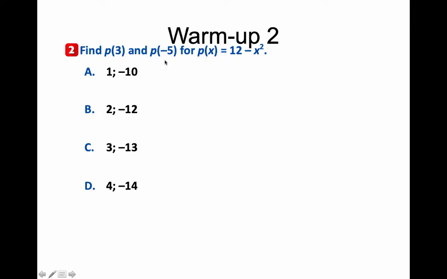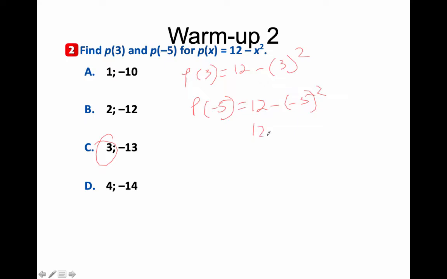Substitute in. You would substitute in p of 3. Put the 3 in. 12 minus 3 squared. That's going to be 12 minus 9, has to be 3. Put the negative 5 in. Please remember, when you put a negative in and have to square it, you're going to end up with 12 minus 25. Make sure you square before you do that multiplication, okay? And then you get negative 13.